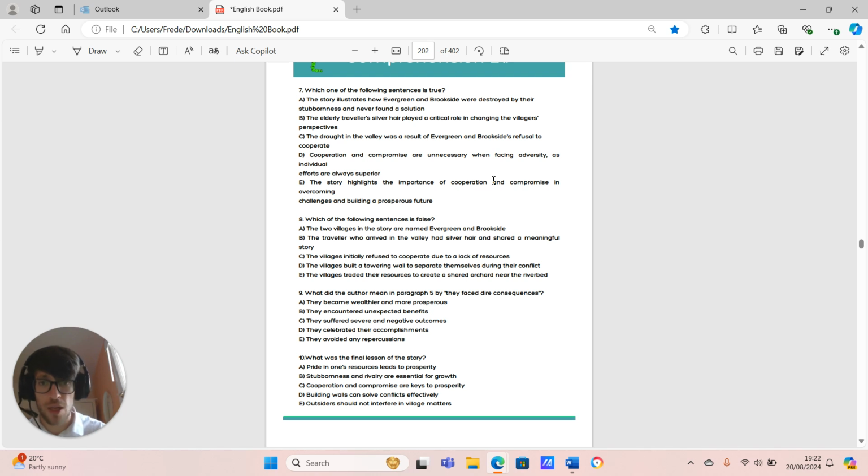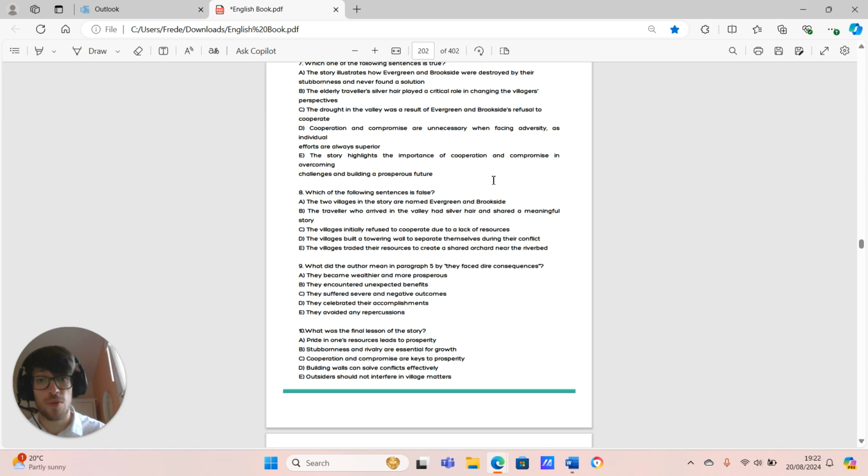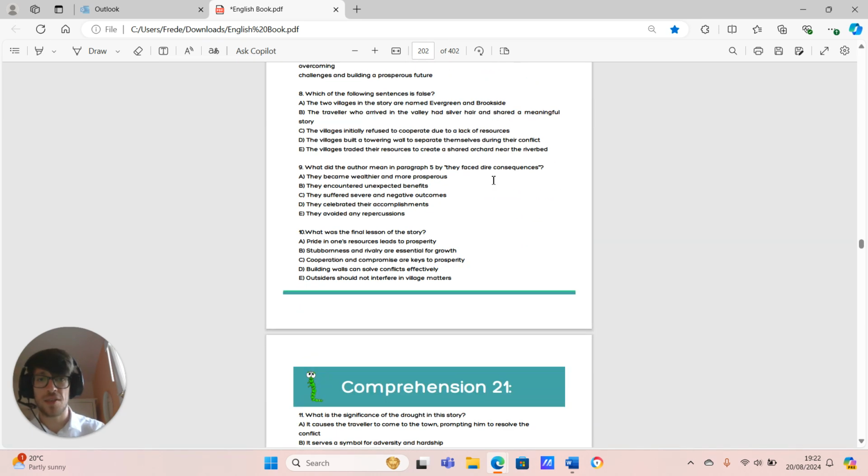The last option here. The story highlights the importance of cooperation and compromise in overcoming challenges and building a prosperous future. That sounds like exactly what I've just said, so I would agree with E. Which of the following sentences is false? Let's go back the other way. The two villages in the story are named Evergreen and Brookside. True, not false. Don't get confused by the word order.